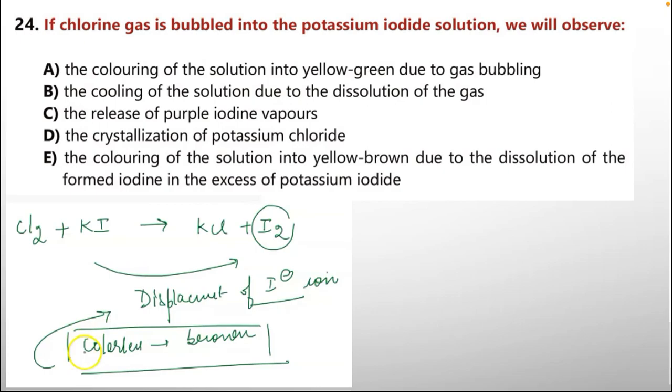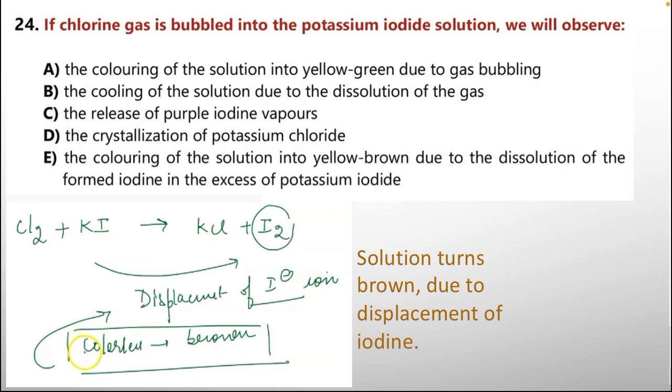So here is actually the formula: chlorine reacts with the potassium iodide to give you potassium chloride plus iodine, I2, which during this reaction is actually a displacement of iodide ions. Two iodide ions become an iodine molecule. It is colorless and brown. The solution turns brown due to displacement of iodine. So the correct option is option number E, the coloring of the solution into yellow-brown due to the dissolution of the formed iodine in the excess of potassium iodide.